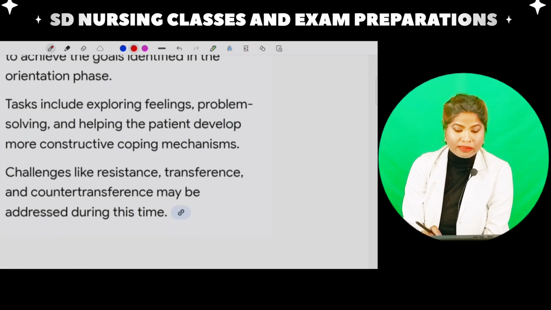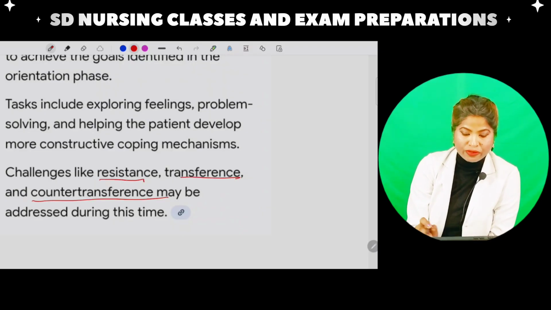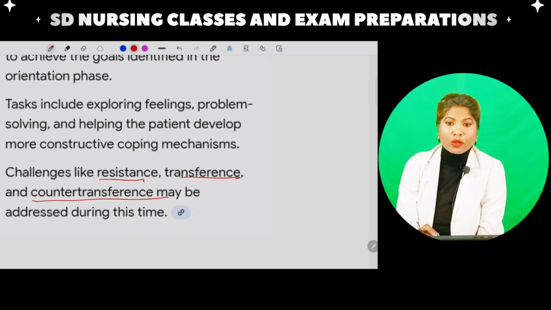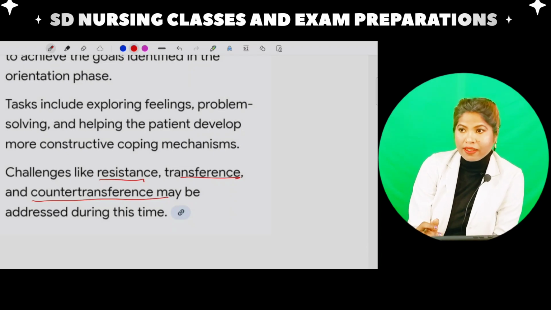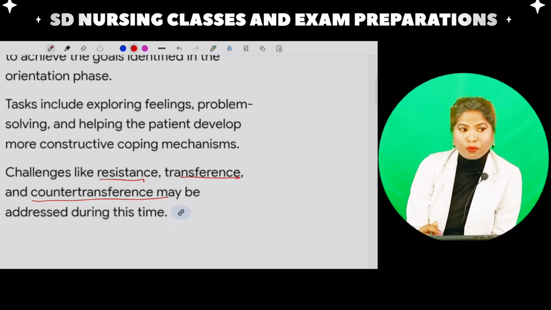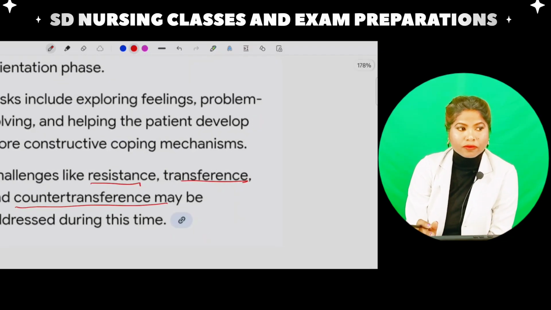Many challenges may come, like resistance, transference and counter transference, which may be addressed during this time. By seeing the patient, many things may come up, negatively or positively, and we have to avoid that. Transference means what?